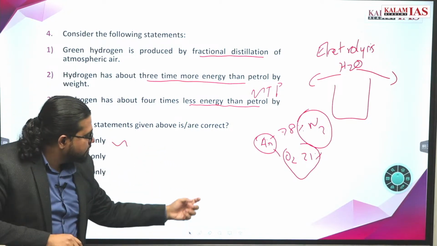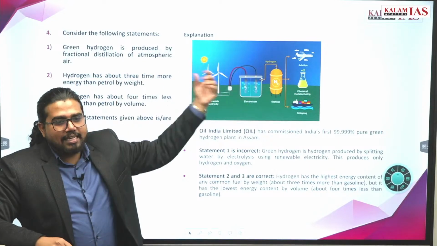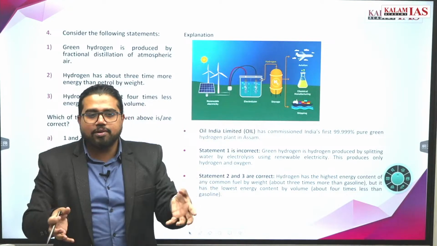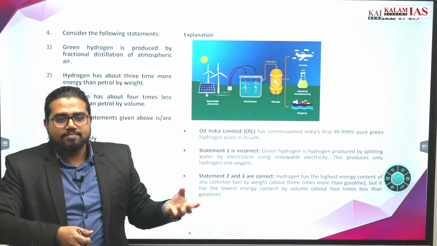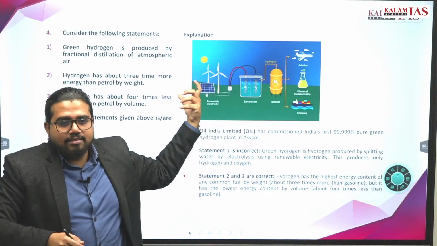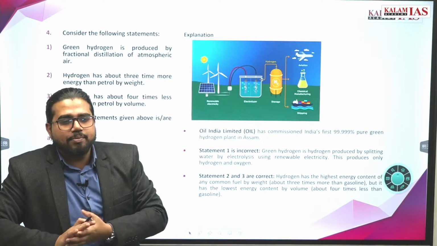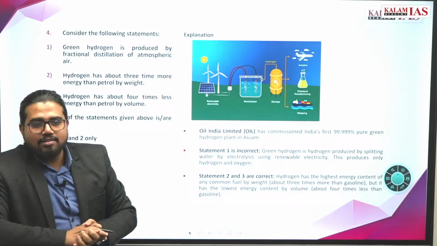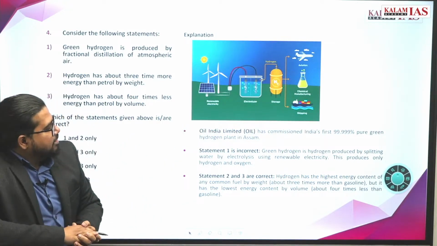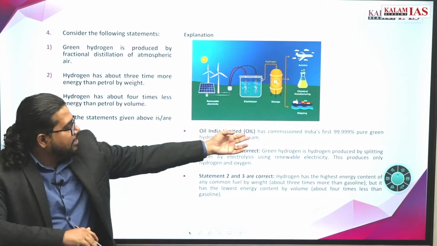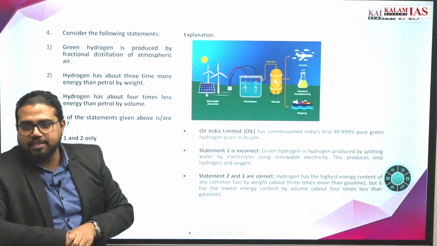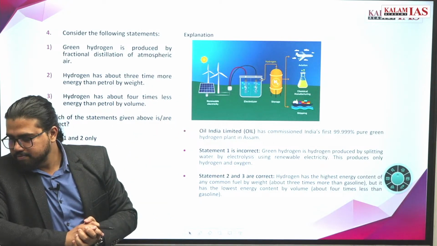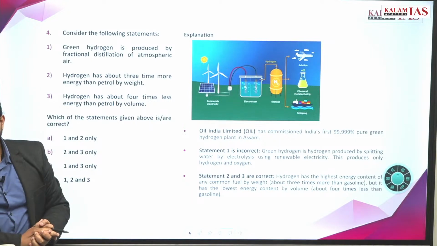Go ahead. So green hydrogen means the electricity we use for splitting water comes from renewable energy sources. We are talking about green hydrogen, so it should be a clean fuel, a renewable fuel, like wind or solar. Okay, some reference is there: Oil India has commissioned a plant with this much purity of hydrogen. But the question is basically on basic concepts. Got the idea? Go ahead.